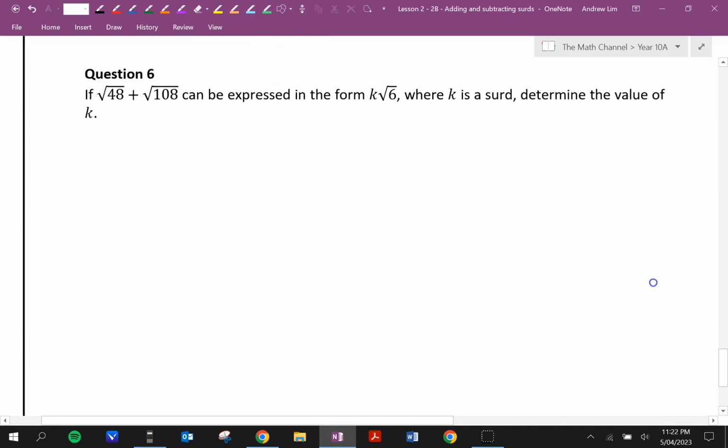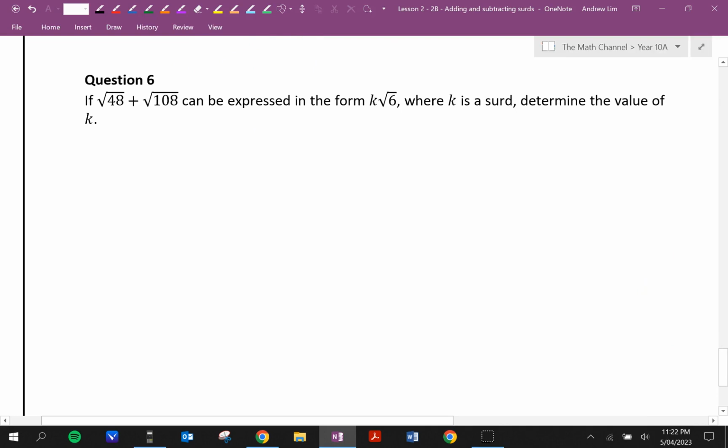I think we've got one last one for this video. If root 48 plus root 108 can be expressed in the form k root 6, where k is a surd, determine the value of k. So we've got root 48 plus root 108. Root 48, I know, is 16 times 3, so we've got root 16 root 3.